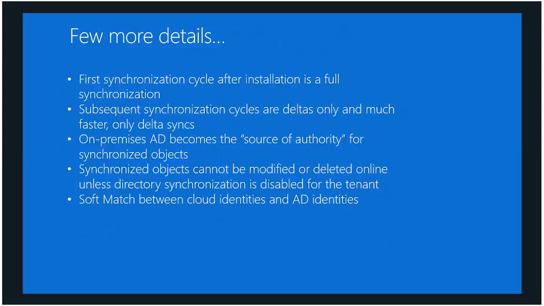And also, these objects cannot be deleted or changed online, so we need to use directory synchronization. Of course, there are workarounds that we can use in order to do that, for example, to disable Azure AD Connect for a short time frame, but this is really not recommended unless it's very, very important and there is no other way to make some changes than by disabling Azure AD Connect. And one more detail that is very, very important is the soft match between cloud identities and local Active Directory identities.